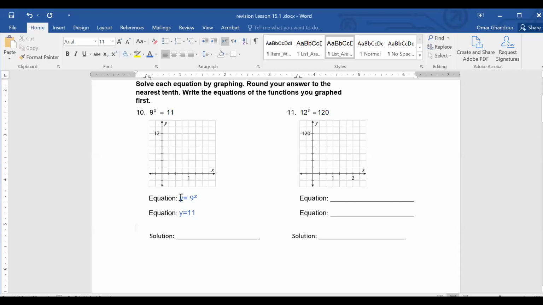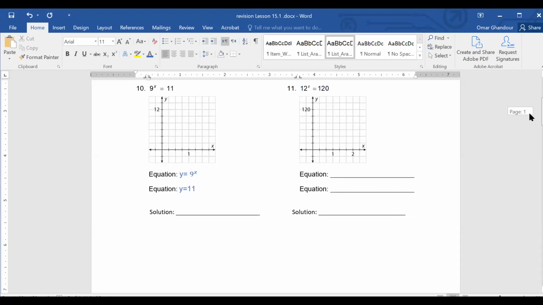And then I'm going to ask myself, how can I graph the first part? This is a normal equation. How can I graph it? Using a table. Let's take a table and let's graph. So for the first equation, y equal to 9 to the power of x, let's make a table. The table will be x and y.